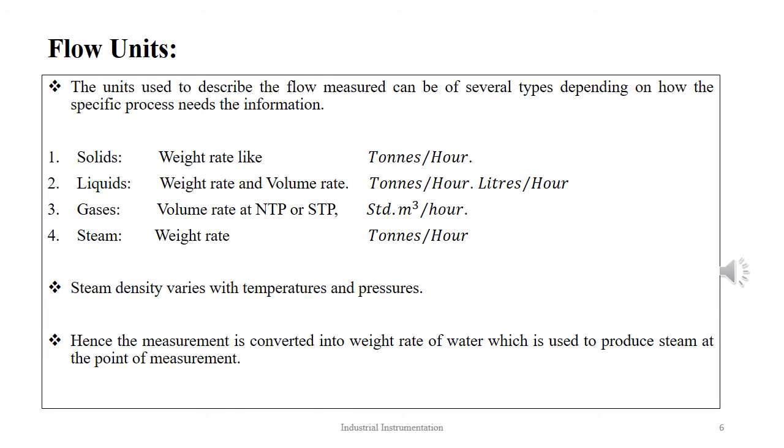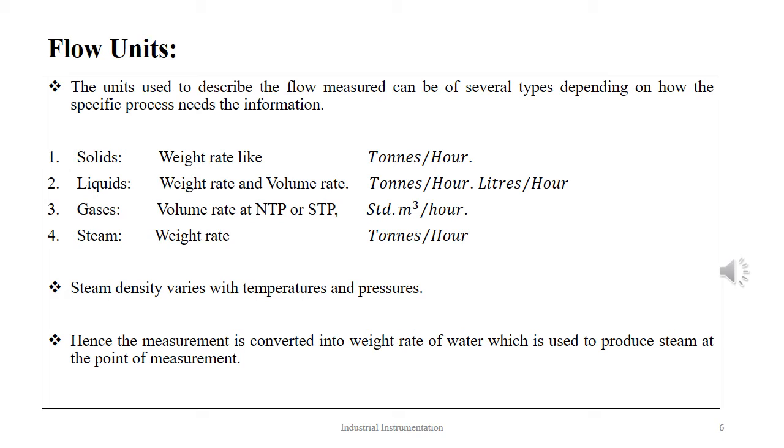The units for measurement of flow can be of several types based on the specific process and the information requirement. Basically, it can be of three types: solids, liquids, and gases, and there is a fourth type, steam. For solid, it is expressed in weight rate like tons per hour or kilogram per minute. For liquid, it is measured in weight rate and in volume rate both, like tons per hour, kilogram per minute, liters per hour, liters per minute, meter cube per hour, etc.